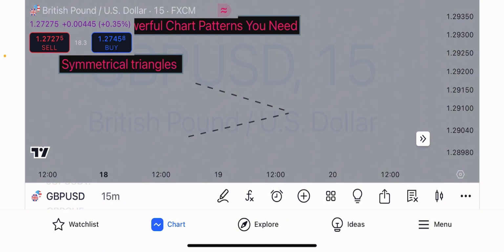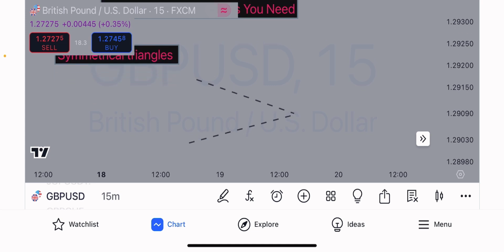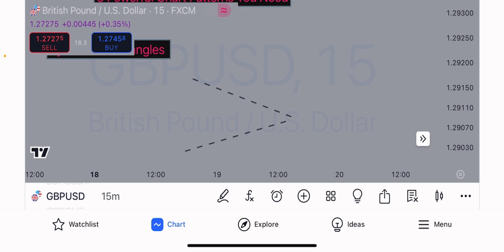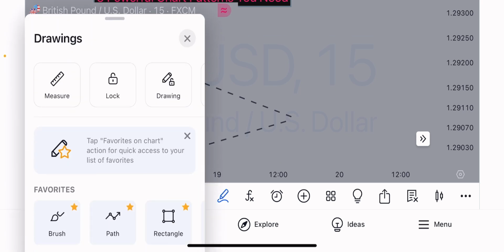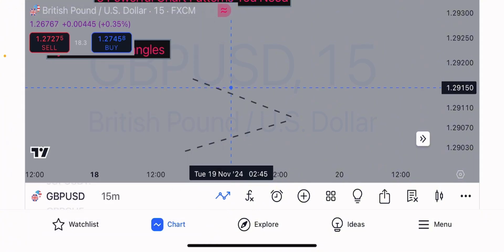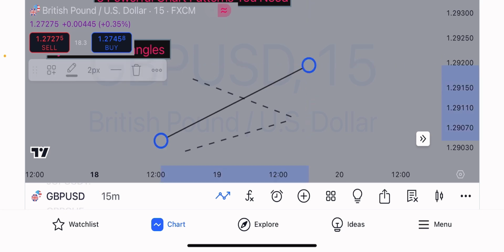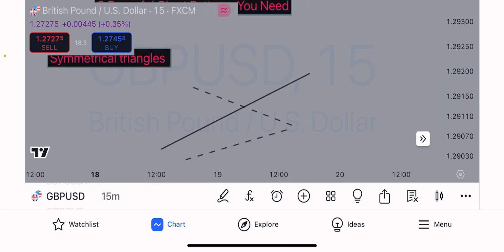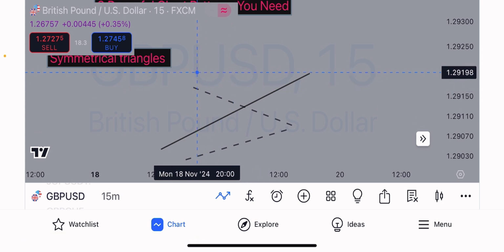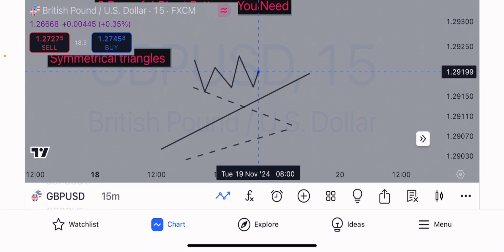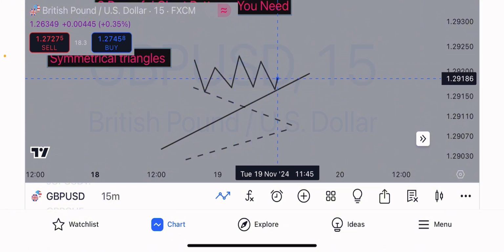We can call it symmetrical triangles, or you can call it two converging trend lines, in the sense that you might have a market that has been going like this. Markets have been going like this, right? This is the overall trend of the market. And at this point, the market starts creating something like this, something like this, something like this, right?